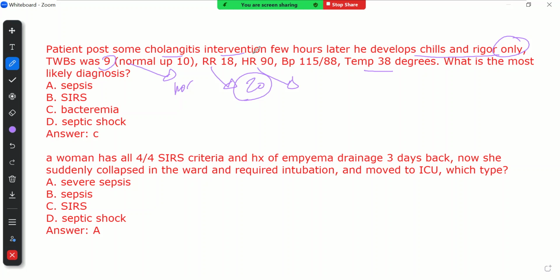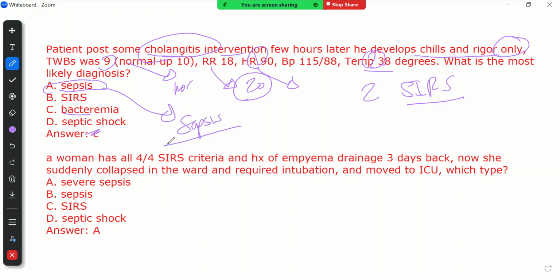One, heart rate. Two, temperature. Okay, this is two. Respiratory rate, no. So he has two from the SIRS. There is a source of infection. Yes, there was cholangitis. So now what does this patient have? Not bacteremia. The true answer is he has sepsis, as there are two or more from the SIRS and he has a source of infection.